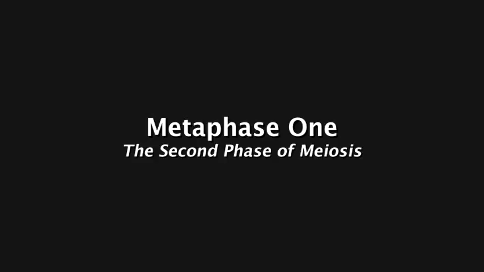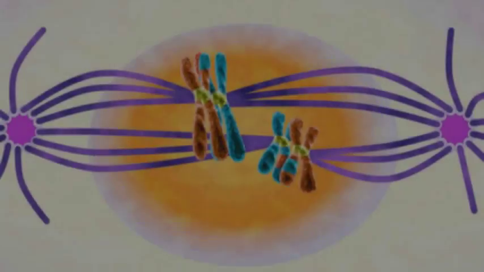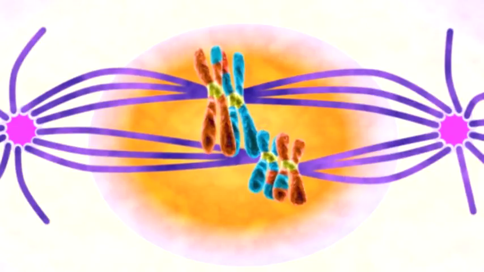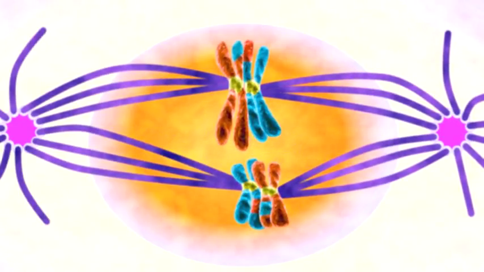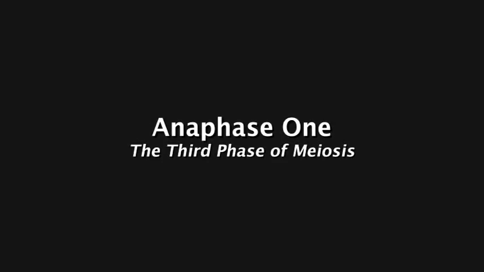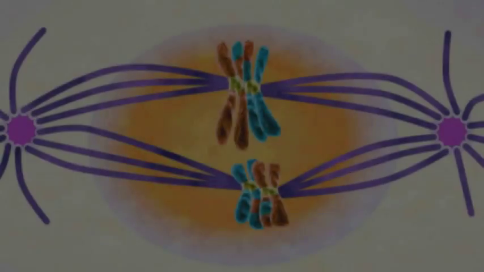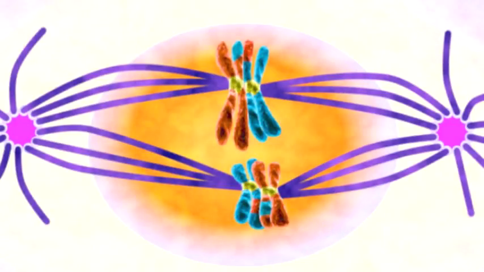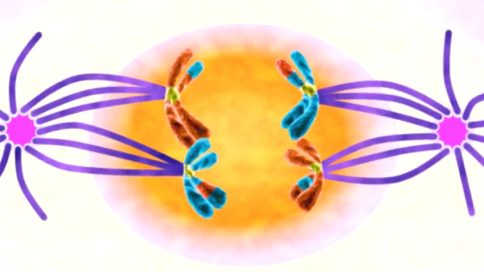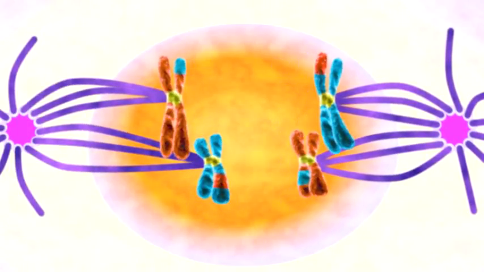During metaphase 1, the second phase of meiosis, the homologous chromosomes line up on the equator of the cell with their centromeres aligned. In contrast, during mitosis, the centromeres align independently. During anaphase 1, the third phase of meiosis, the duplicated homologous chromosomes, each made up of sister chromatids, move apart, centromeres intact, toward opposite poles of the cell. But during mitosis, the centromeres pull apart to form daughter chromosomes.